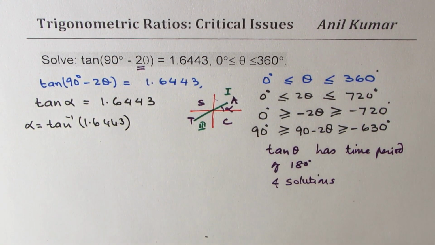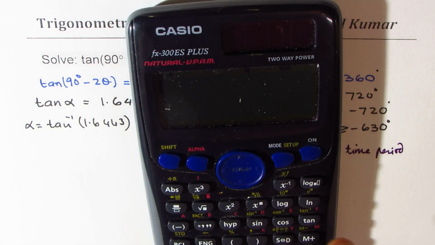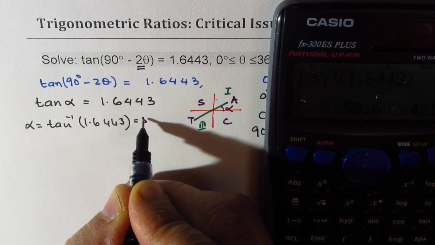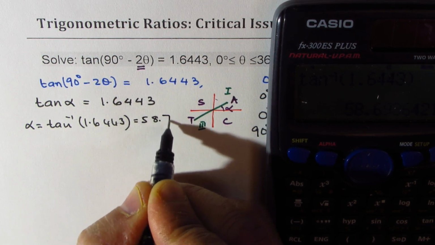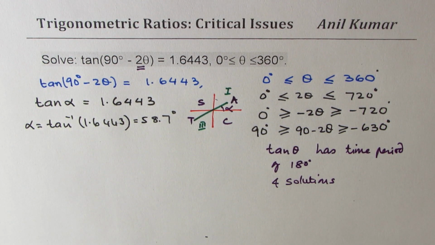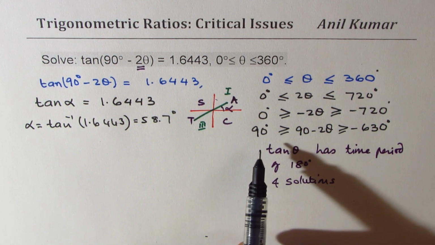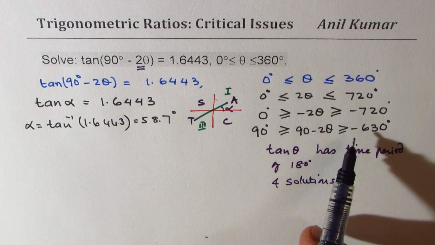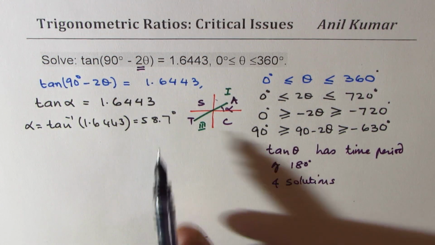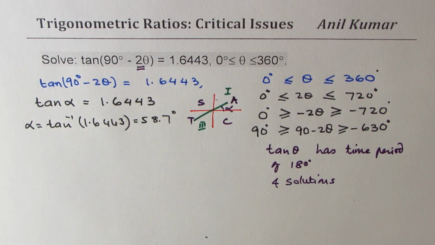tan inverse of 1.6443. So tan inverse of 1.6443 is equal to 58.7 degrees. Okay. So that becomes one solution. But we know we are looking for something which is between minus 630 and 90 degrees. 58.7 is what we get.